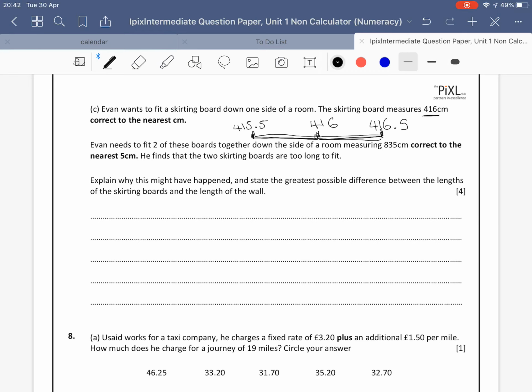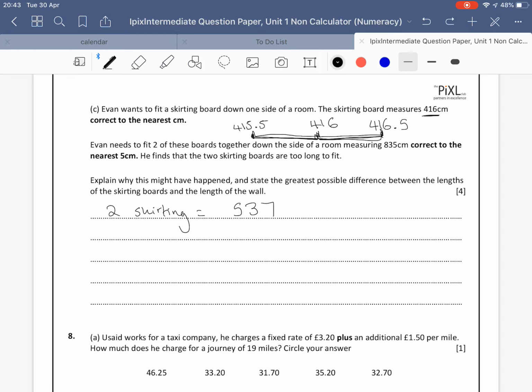Okay, so we need double that, so we need 2 skirting boards. And if we just double all those values, so double 415.5, you could just write those on top of each other and then add them up, gives you 537. Oh, not 5. Is it 537? Maybe I wrote my answer as well.